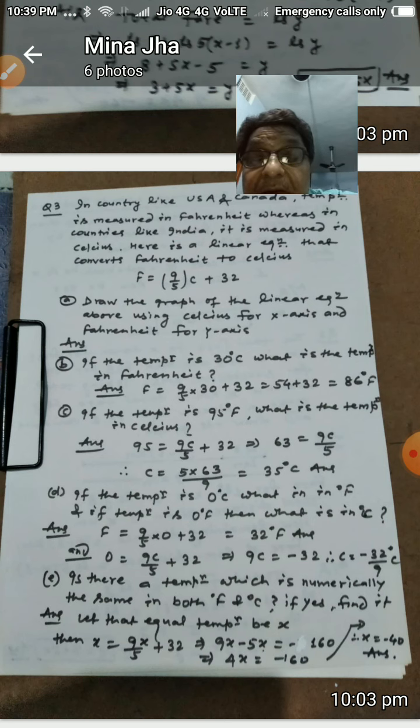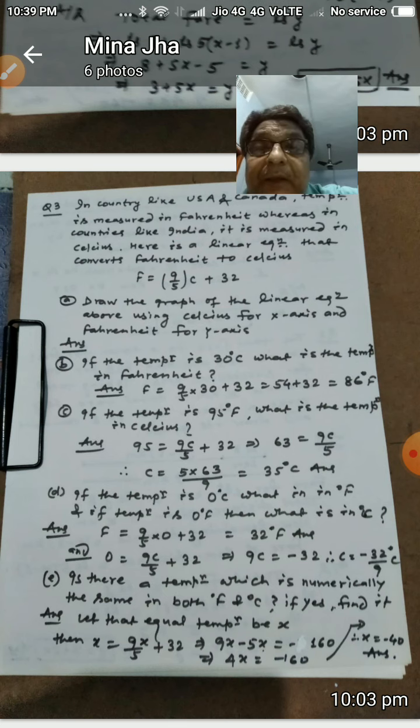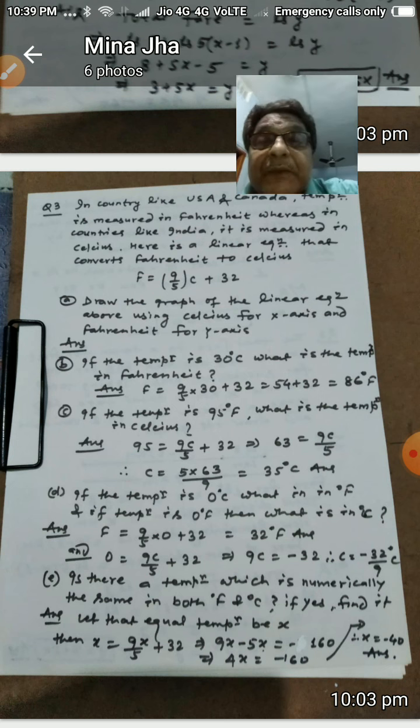And now the last question is: is there a temperature which is numerically equal in both degrees F and degrees C? If yes, then find it. Yes, there is such a temperature at which both scales, that is degrees Fahrenheit and degrees Celsius, are equal. Let that temperature be X. Then in place of F as well as in place of C, we put this equal temperature X and then simplify, and we get X equal to minus 40 degrees. So this indicates that minus 40 degrees is the temperature where degrees Fahrenheit is equal to degrees Celsius.